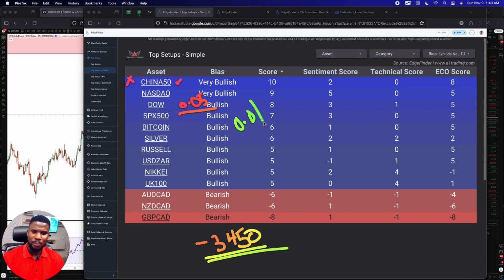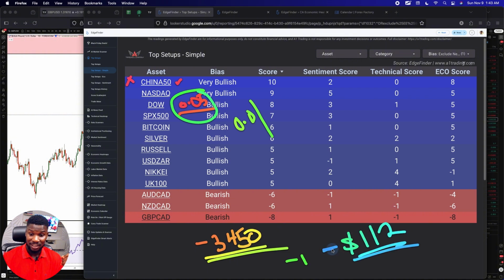Then I changed it to 0.01, and I'm still seeing negative 1,000, something like that. So I had to close my buy on China 50 at a loss, because when I took 0.05 already, I have the spread, and it cost me around $112. I'm seeing a negative 112. That's the spread itself because of 0.05. So I was just pissed and I closed the trade.